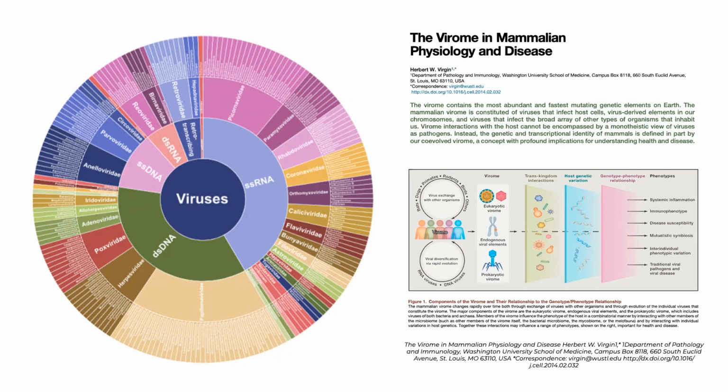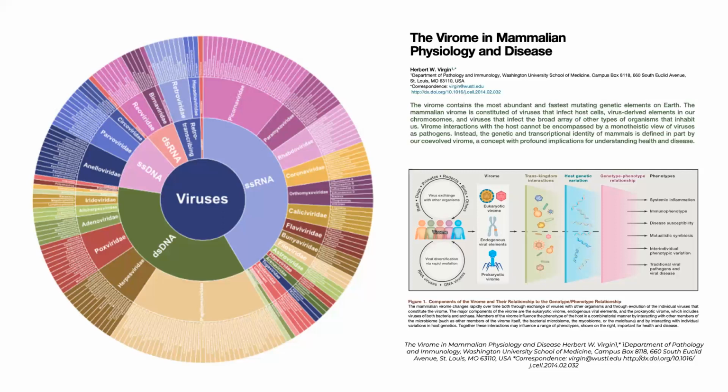So what do we mean? Exactly. Great. So the virome is all of the viruses. For example, the human virome are all of the viruses that live inside and on the human body. Not all viruses are infectious. Only a few are infectious.